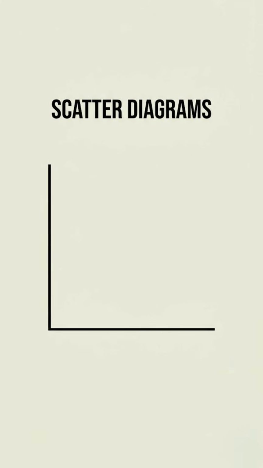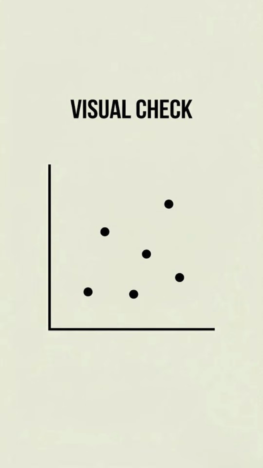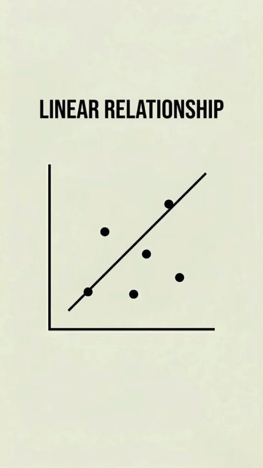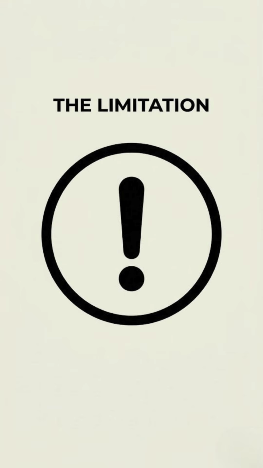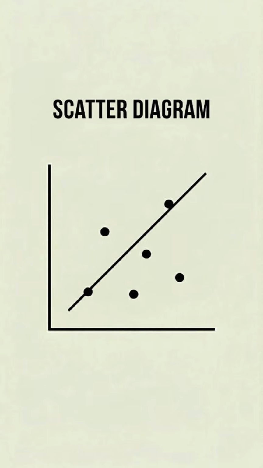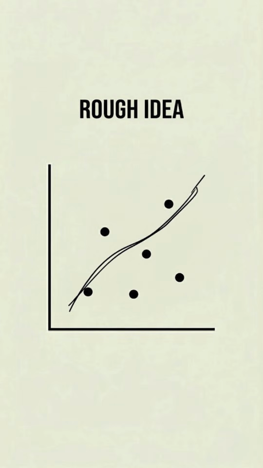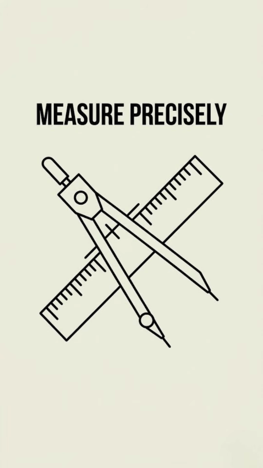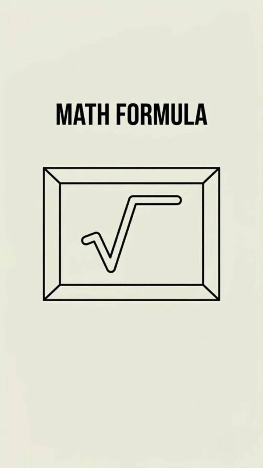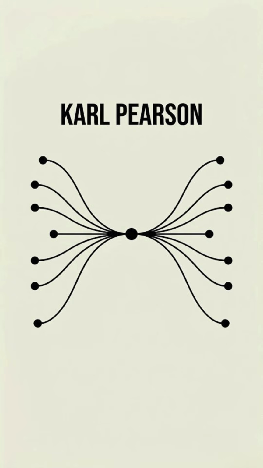Scatter diagrams are useful because they help us visually check whether a linear relationship exists. But there is a limitation. A scatter diagram does not give an exact numerical value of correlation. It only gives a rough idea. To measure correlation precisely, we need a mathematical formula. And that leads us to Karl Pearson's coefficient of correlation, denoted by r. That is the next part.